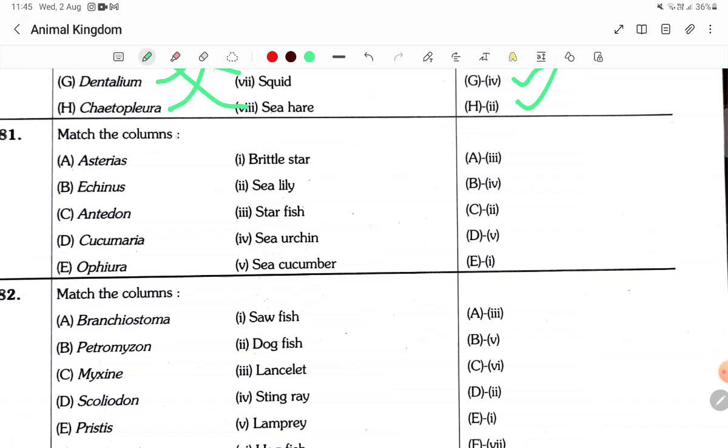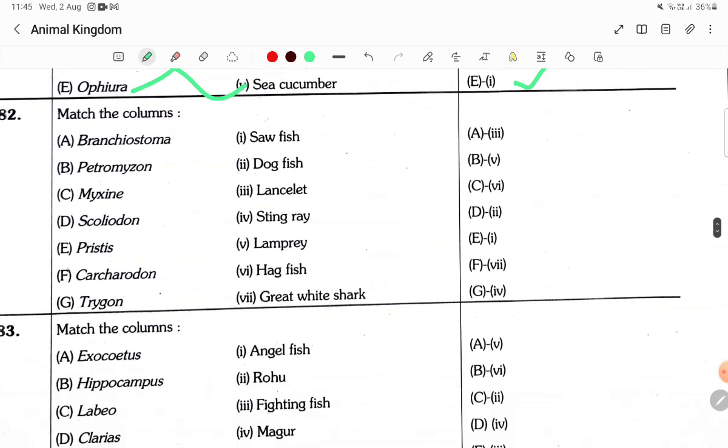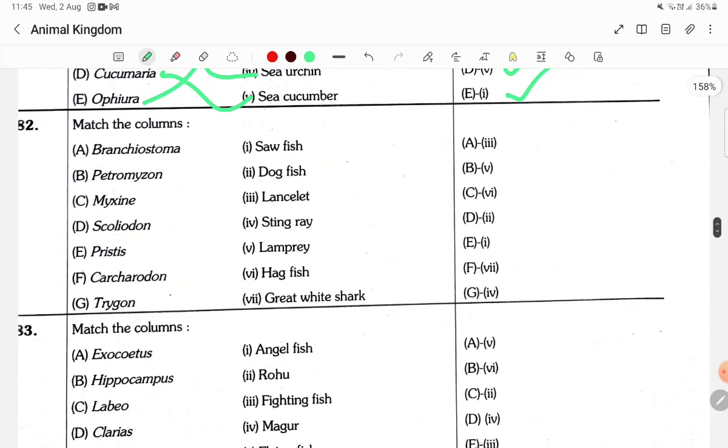Let's match this. Asterias, starfish. Echinus, sea urchin. Antedon, sea lily. Cucumaria, sea cucumber. Ophiura is brittle star. A 3, B 4, C 2, D 5, E 1. Coming on to the next question. Branchiostoma, lancelet.